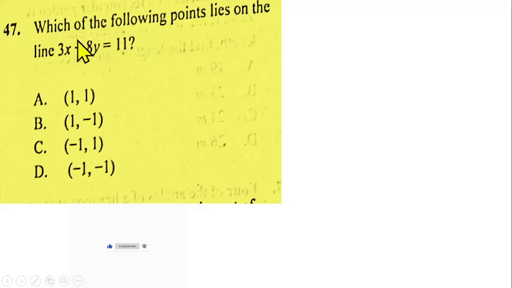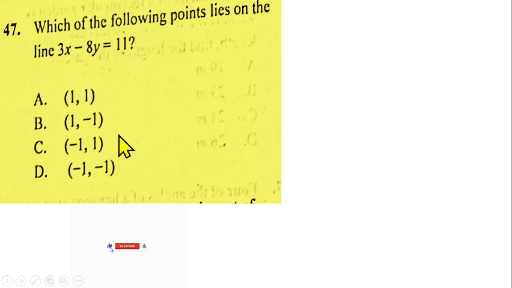Of course, we know that this equation, which is a linear equation of two variables, represents a straight line, because a linear equation represents a line. So we are being asked which of these points here lies on this straight line. The only way you can get that is by substituting each of these coordinates into this. Any that gives us 11 means that it lies on the line.